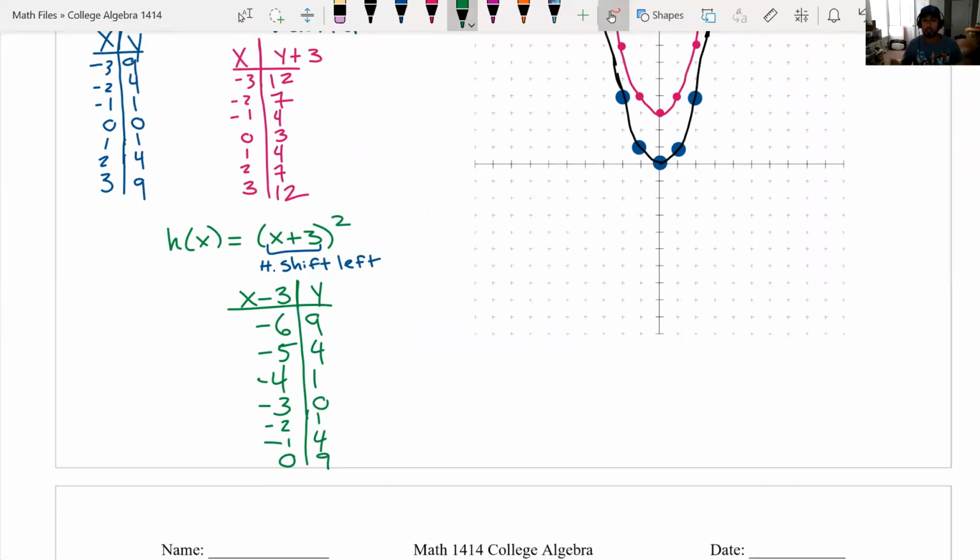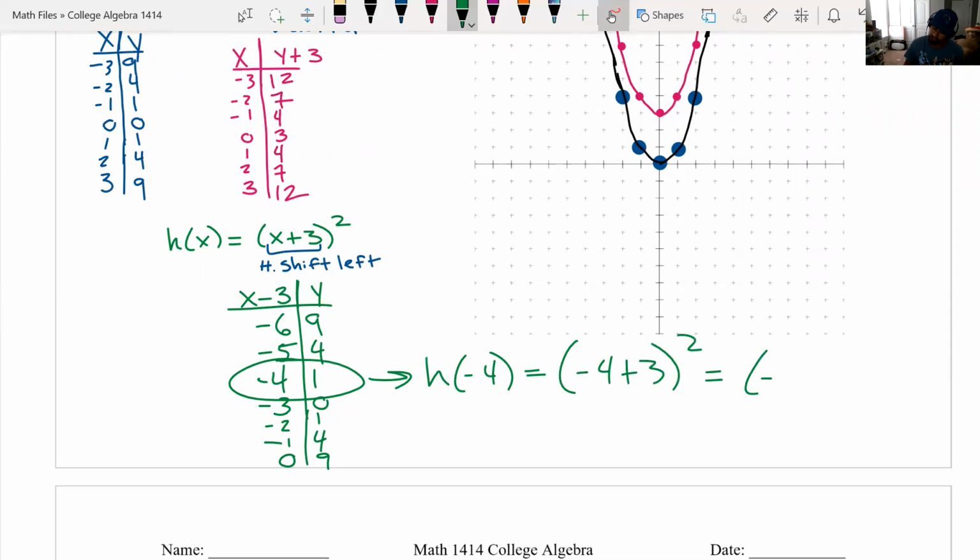And once again, check your work. Make sure we're on the right track. Let's check the point -4, 1. Plug that into that function, and you'll have h of -4 equal to -4 plus 3 squared, which will give me -1 squared, which gives me 1. Which makes the point true: when x is -4, y is 1. So that point checks out.